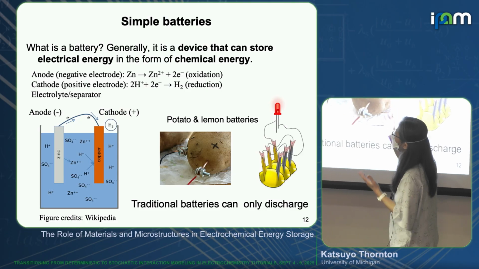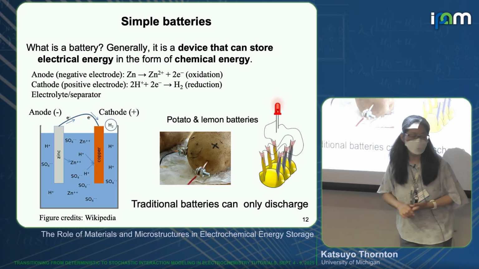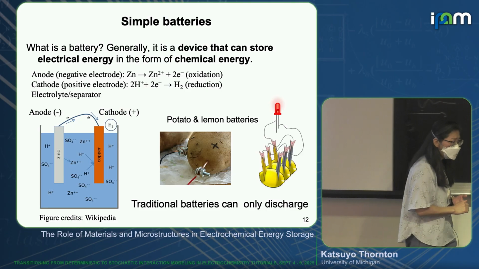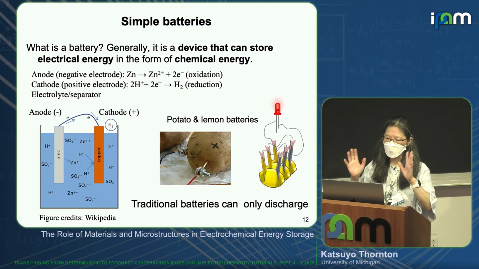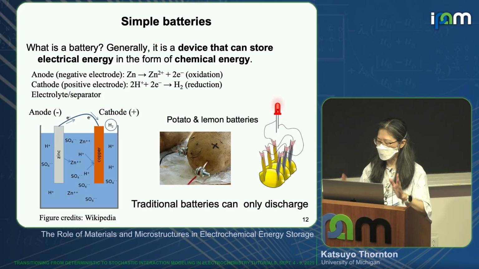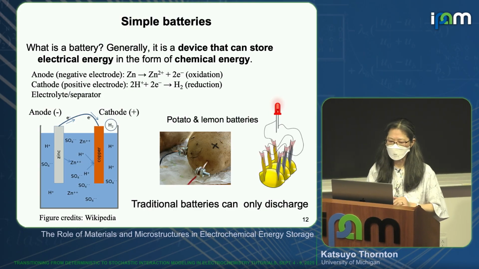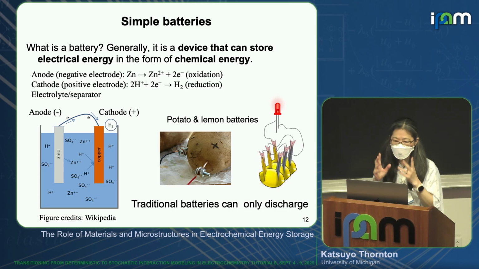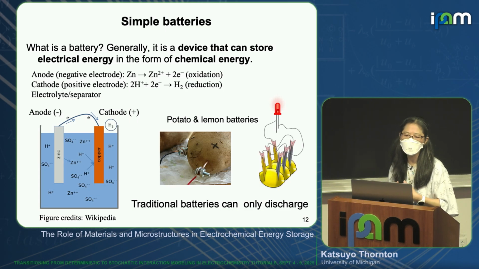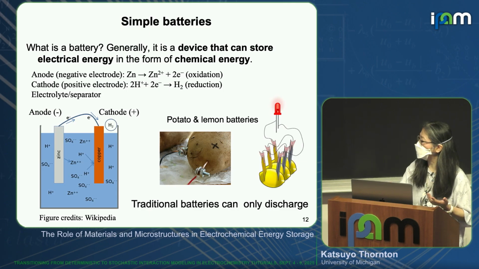So simple batteries consist of anode and cathode, and then there's an electrolyte or separator in between. And batteries are devices that can store electrical energy in the form of chemical energy.